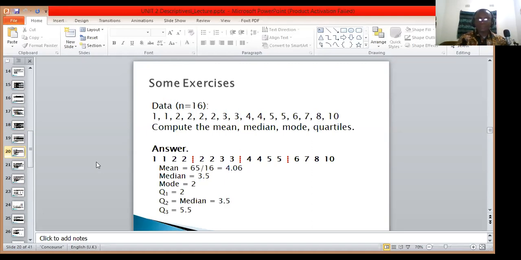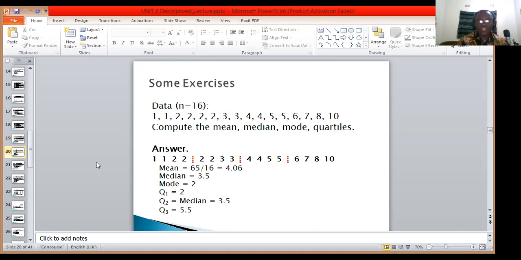Can we move to the median? If you look at the median, we are looking for the number which is at the center. Now, these are 16 elements, which is an even number. So we will count 7 from the right hand side coming and 7 from the left hand side going to the right. We are going to have 2 numbers at the center, which are 3 and 4. So you add 3 plus 4, divide by 2. 3 plus 4 is 7, divide by 2, it gives us 3.5. That's our median.